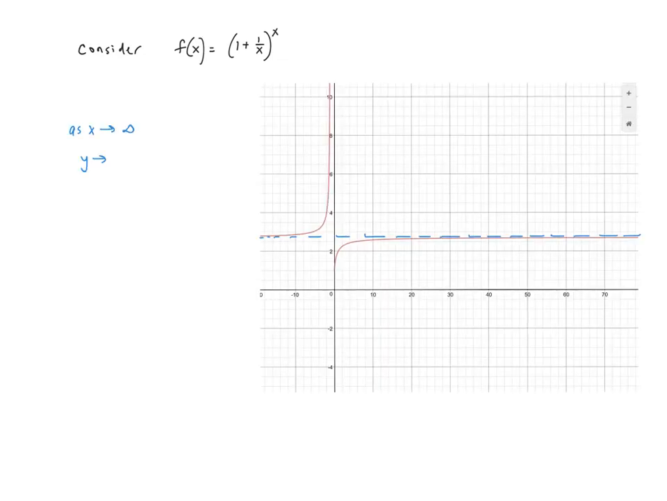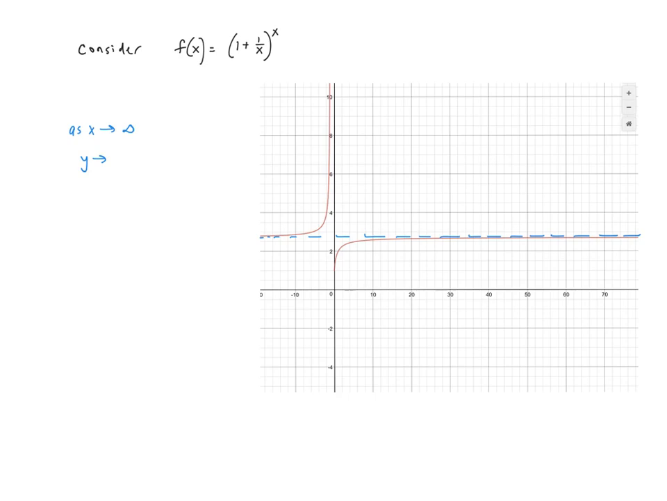Hello everybody! In this video we will study Euler's number and one of its applications. We should consider the function f of x, which is equal to 1 plus 1 over x, all to the x power. Here's the graph of f.